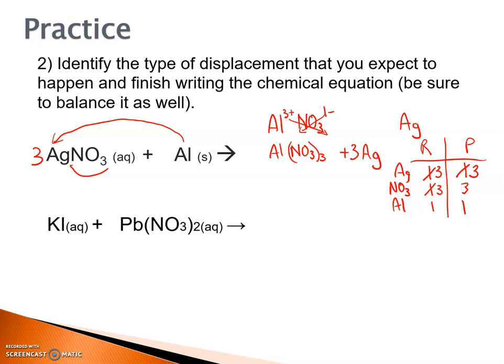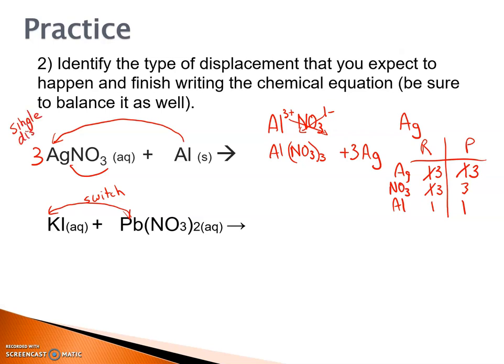Excellent, it's been balanced. The second equation is not KL, because there's no KL as an element. It's an I for iodine. And so we have potassium iodide, and we have lead nitrate. Because of that, we would expect these to switch. That is a double displacement reaction. We should have identified that up above as well.